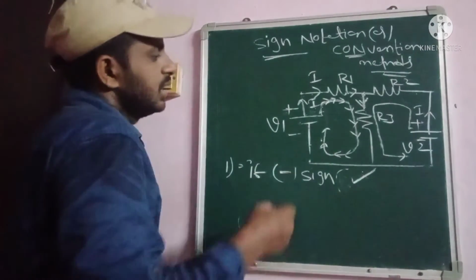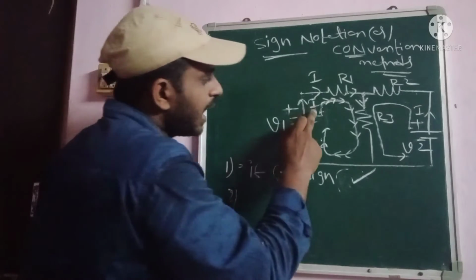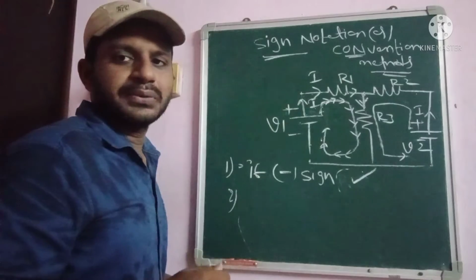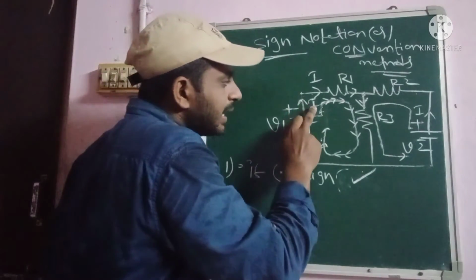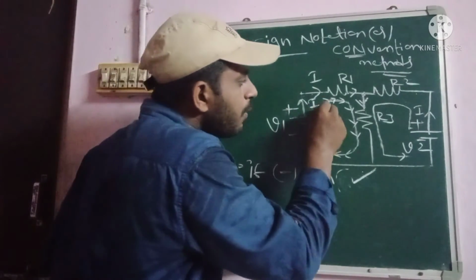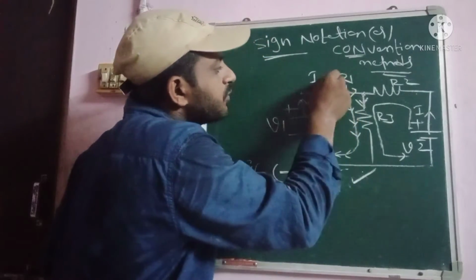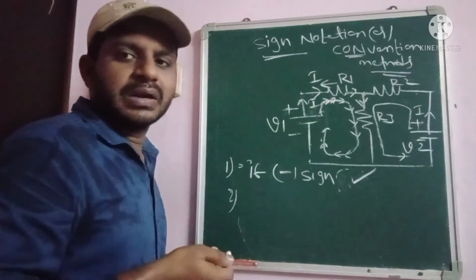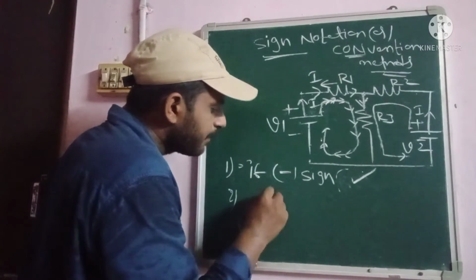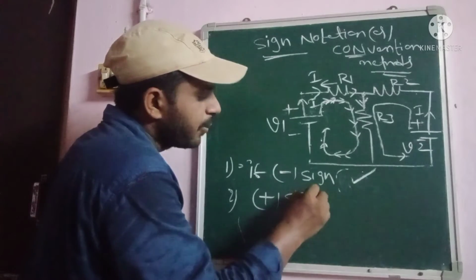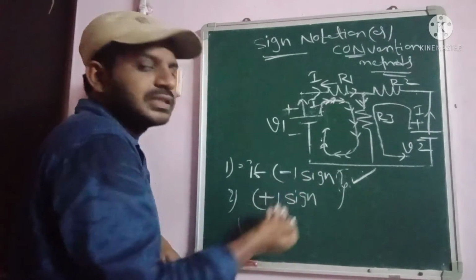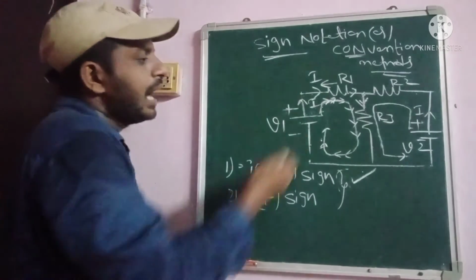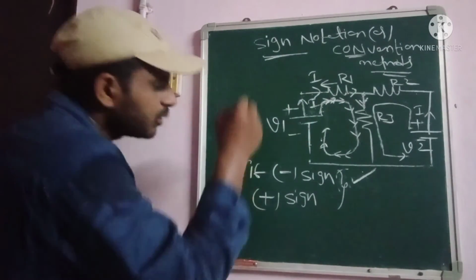The second notation: if the battery current direction and the loop direction are opposite to each other at the passive network element, also called the resistance, then I is taken as a positive sign. Very, very important.